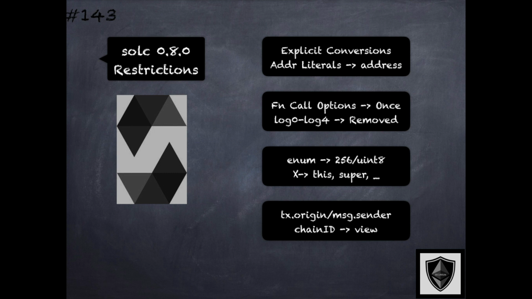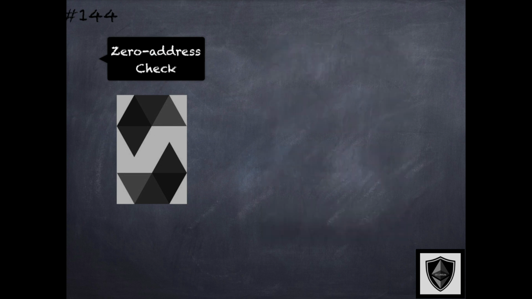Transaction origin and message sender global variables now have the type address instead of address payable, and again require an explicit conversion where address payable is needed. The mutability of chain ID is now considered view instead of pure. So all these different types of restrictions were introduced in this version that have an impact on security.